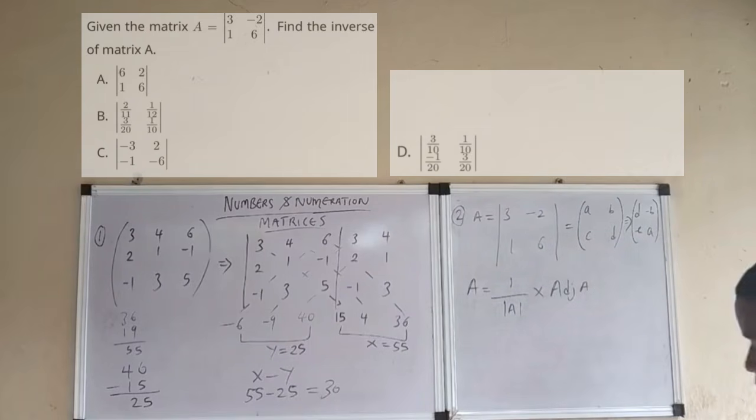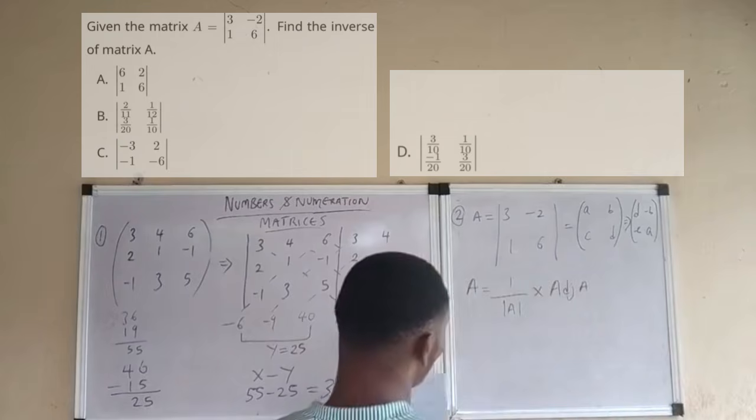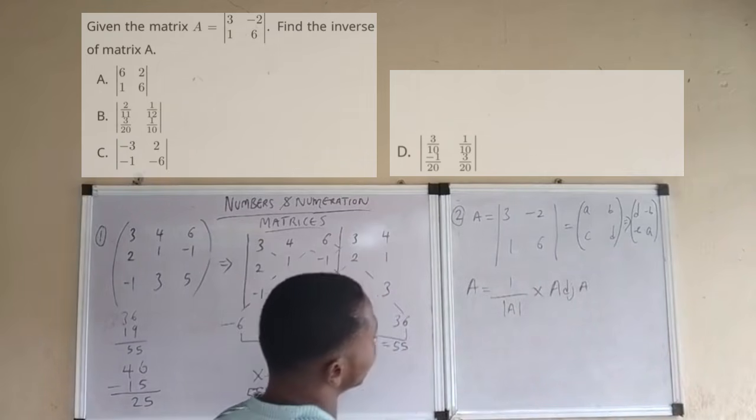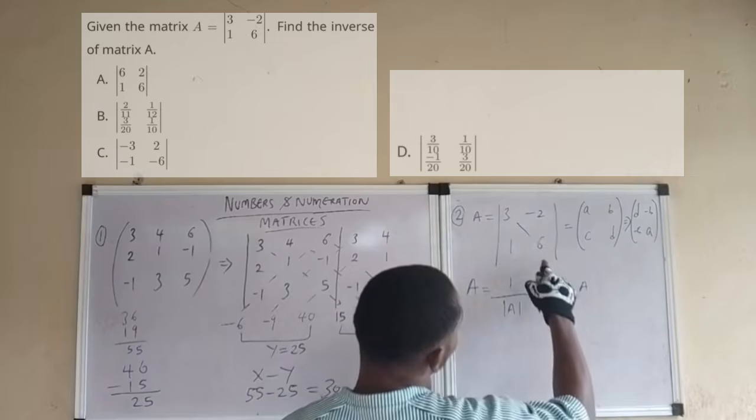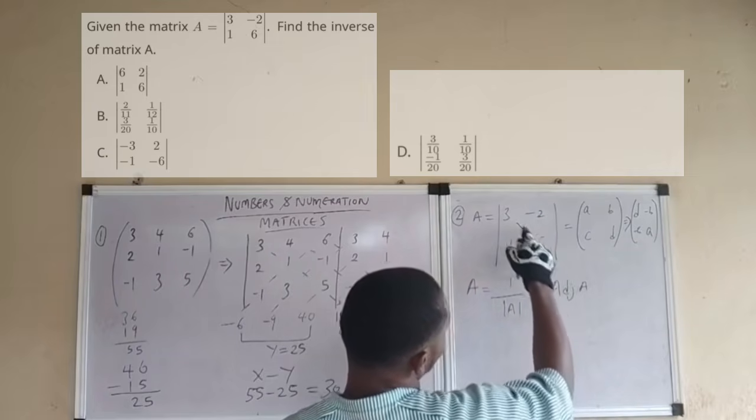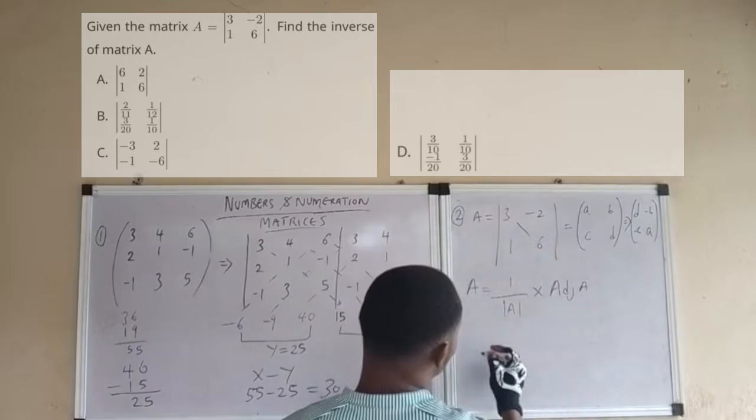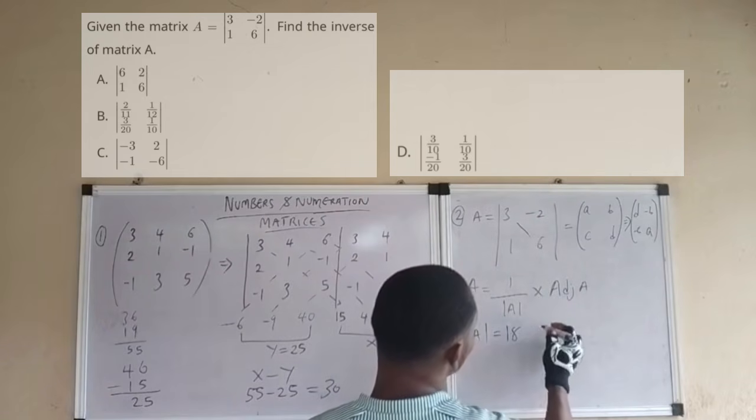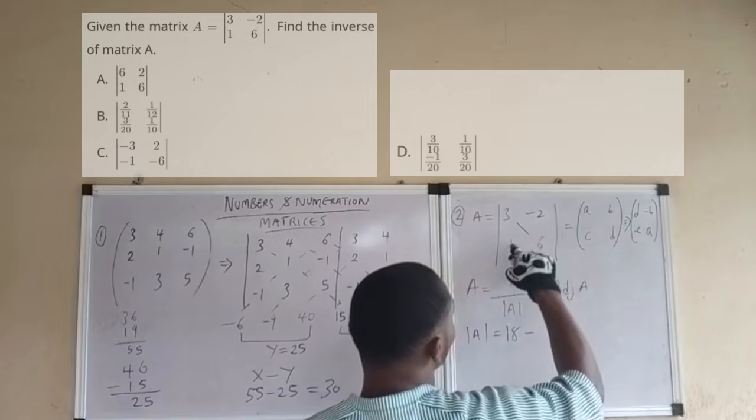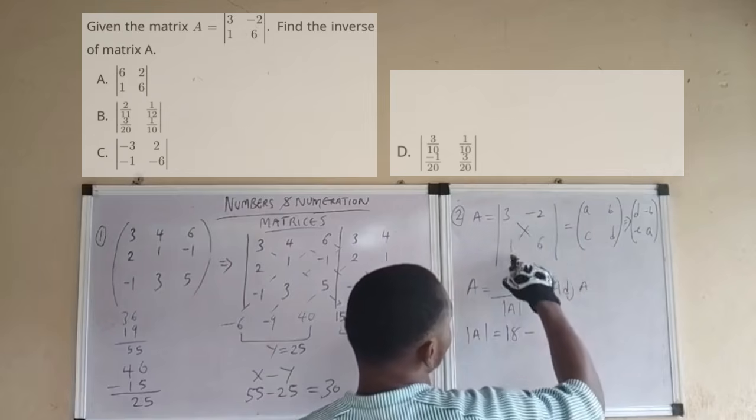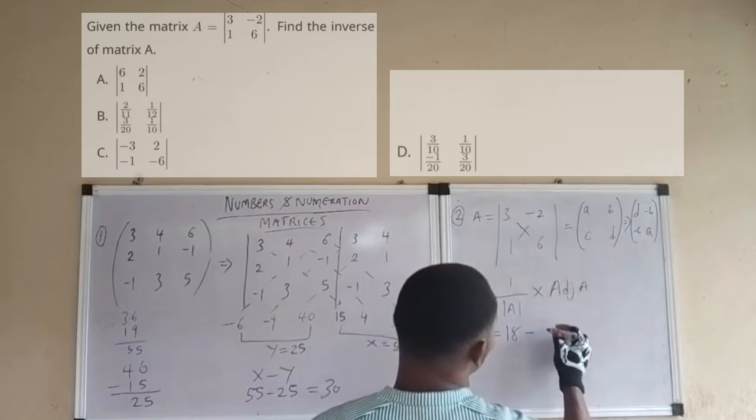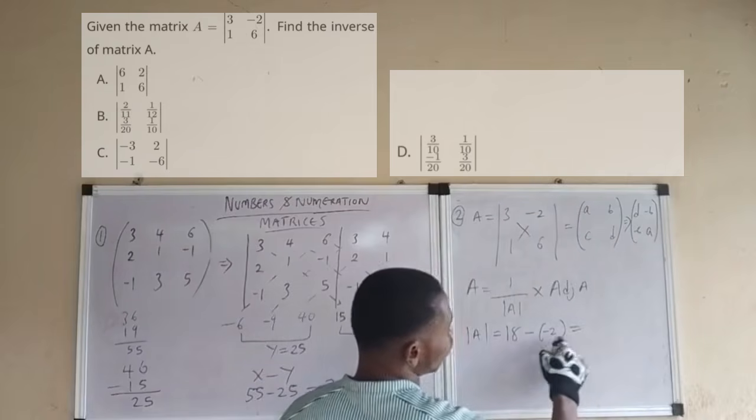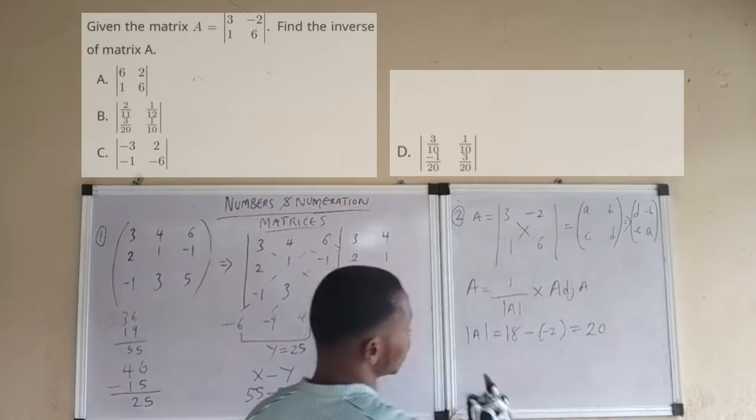So for our question now, we'll first solve for the determinant of this matrix. To solve for the determinant of a 2 by 2 matrix, you first multiply diagonally, 6 times 3. So the determinant is 6 times 3, that's 18, then minus the product of these two other numbers. Minus 2 times 1 is minus 2. So we're having 18 minus 2, and that's going to give us 16. So the determinant is 20.